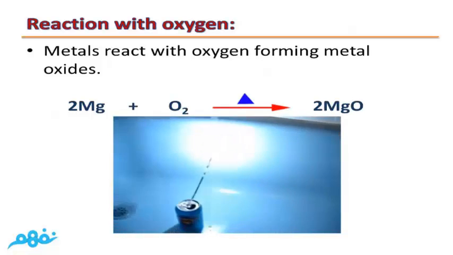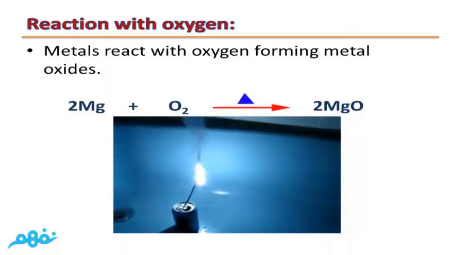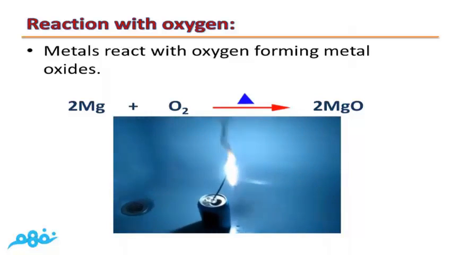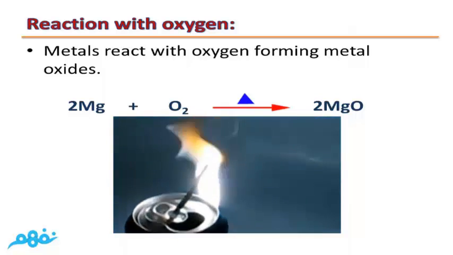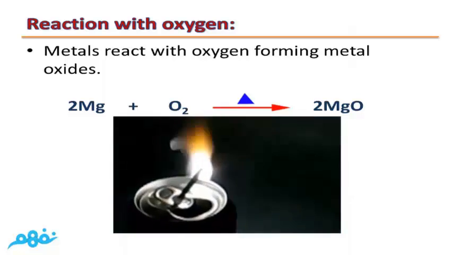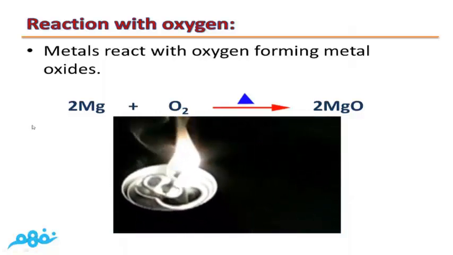Metals react with oxygen, forming metal oxides. For example, the reaction of magnesium with oxygen. As you can see in this video, a white powder is formed, which is magnesium oxide. The chemical equation for this reaction is 2Mg plus O2, heating, it will give 2MgO.